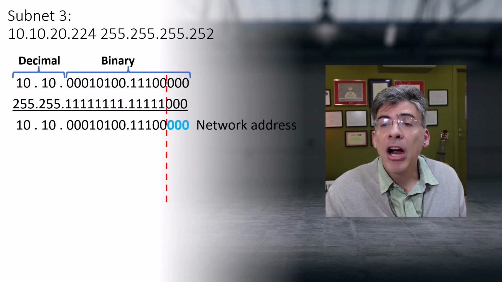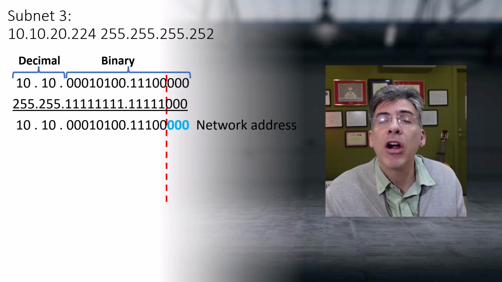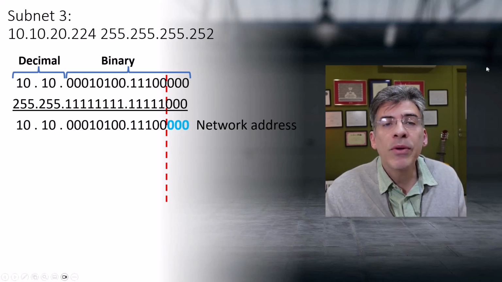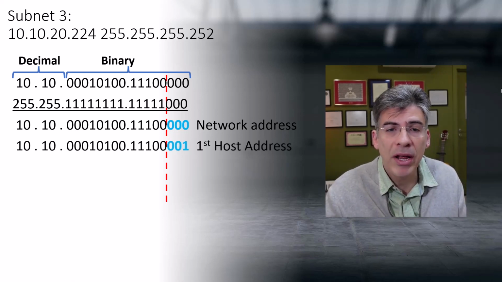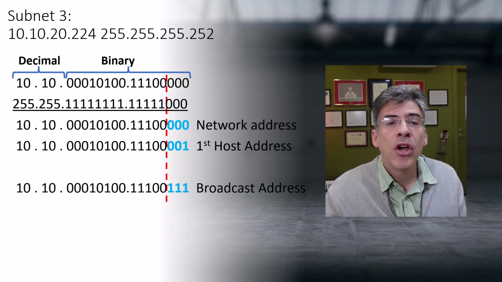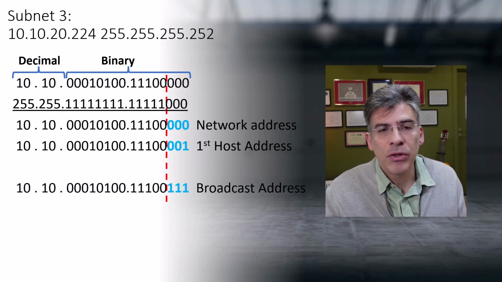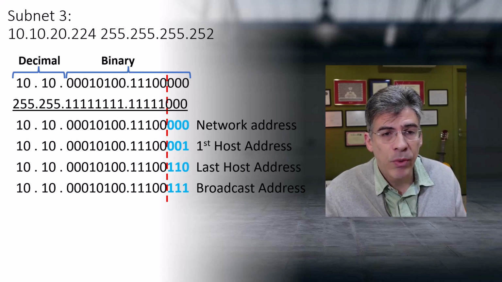As you can see, our network address is a valid address since all of the bits in the host portion are set to 0. Next, we write out the first host address. This is simply the network host address plus 1. Then we go on to look at the broadcast address, which has all of the host bits set to 1. And finally, we take a look at the last host address, which is simply the broadcast address minus 1.